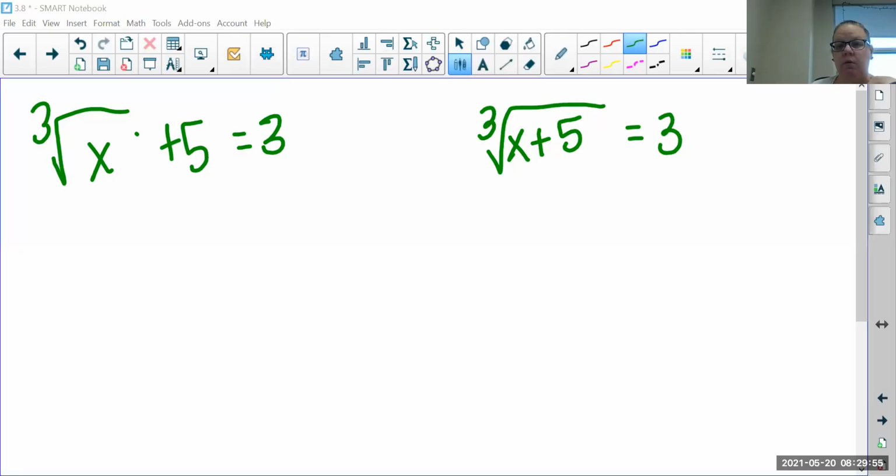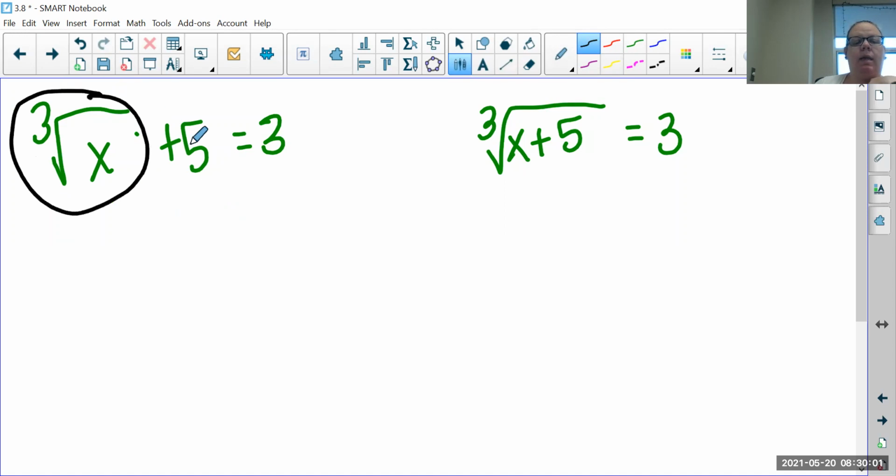All right, so now we're going to do cube root problems. Whenever we're doing cube root problems, it's very similar to the ones we just did with square roots. So we need to isolate the radical. Here, this is our radical. It's not isolated, meaning that this plus 5 is on the same side of the equation. So I need to move that first.